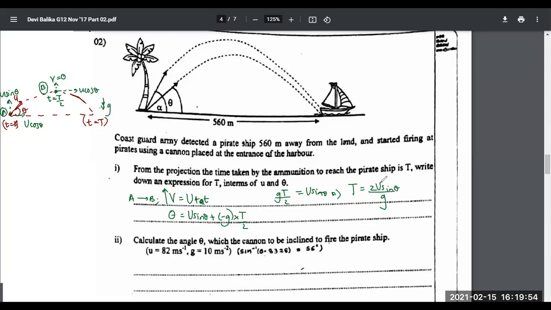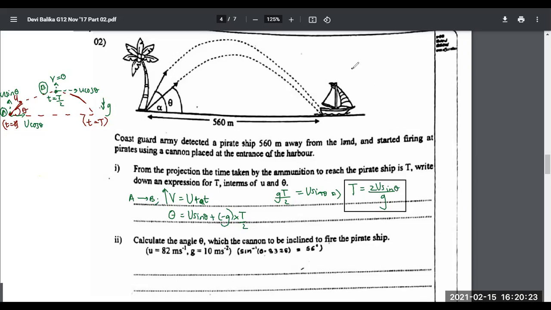But when we study projectiles, we normally derive this equation for the time of flight. So if you can remember that, you could have directly written it, because they are asking to write down an expression. They are not asking you to obtain or derive an expression. So if you just write like this, it's more than enough. But be careful, you can use this equation only if the angle is with the horizontal. If the angle is with horizontal, this is correct.